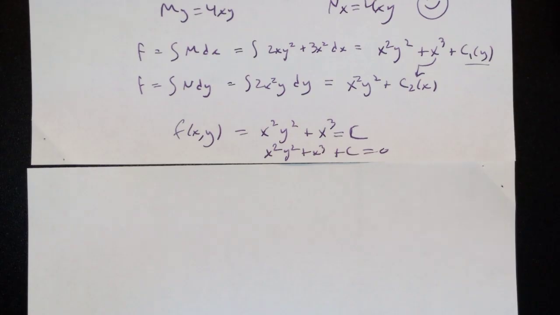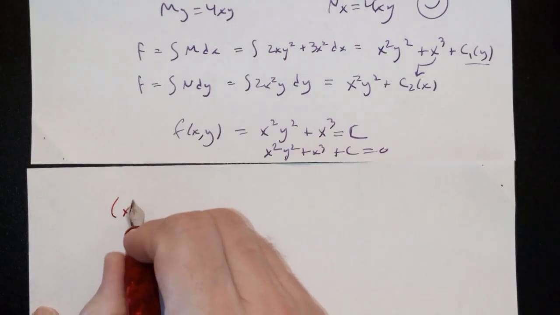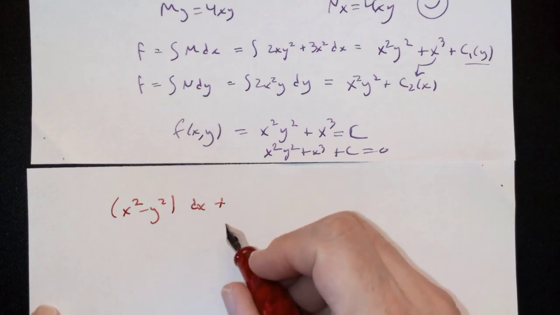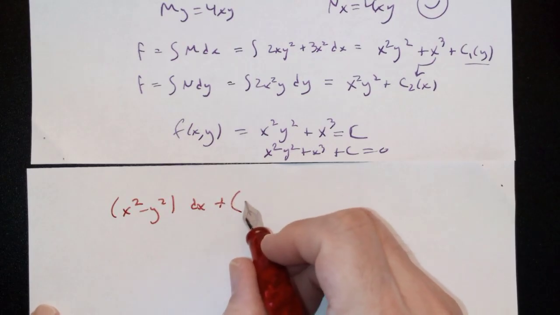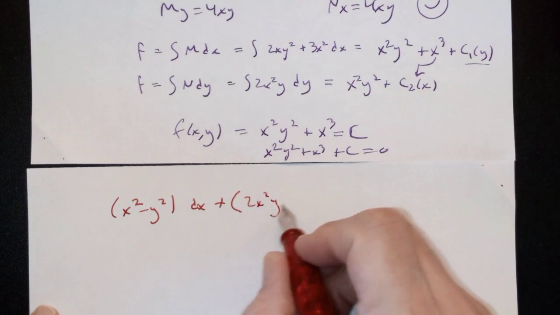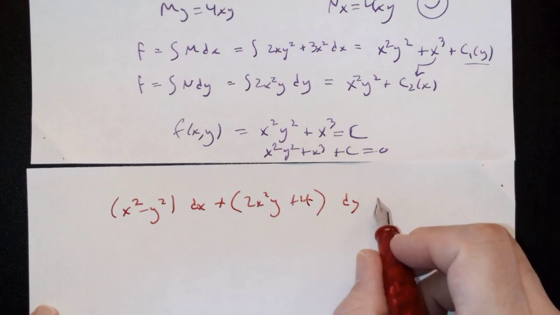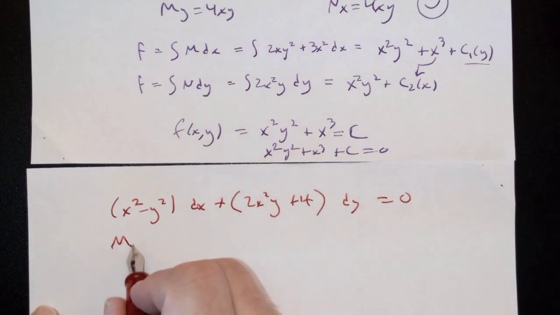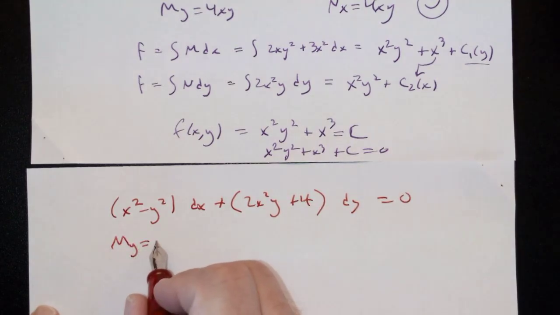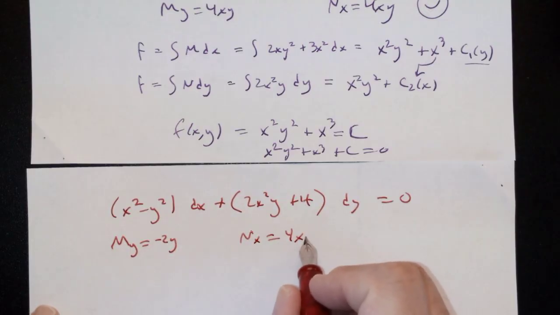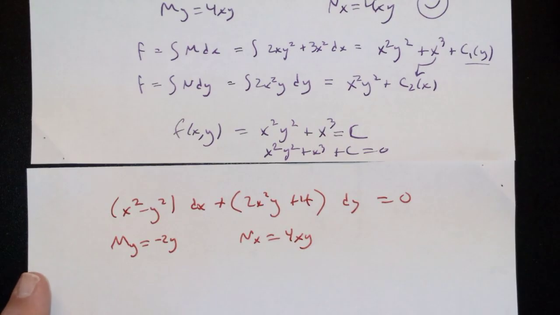What about the other one we had? x squared minus y squared dx plus 2x squared y plus 4 dy. We had my equals minus 2y and nx, 4xy.